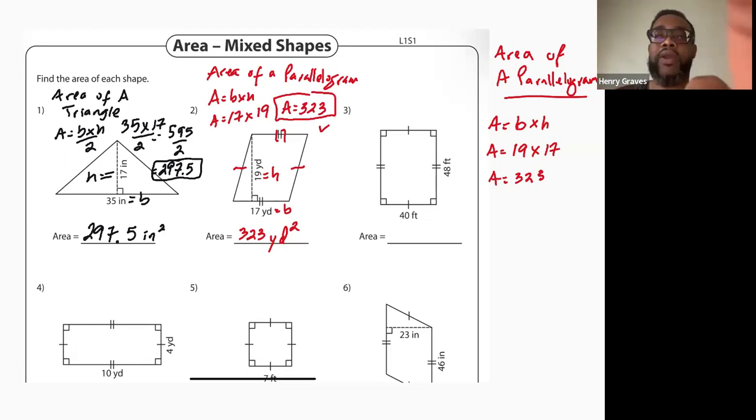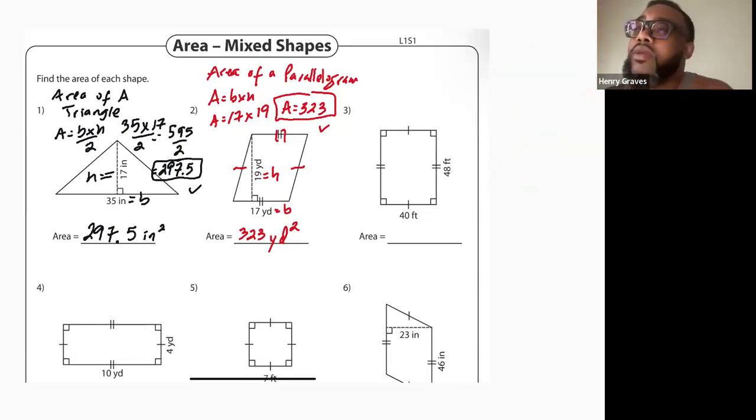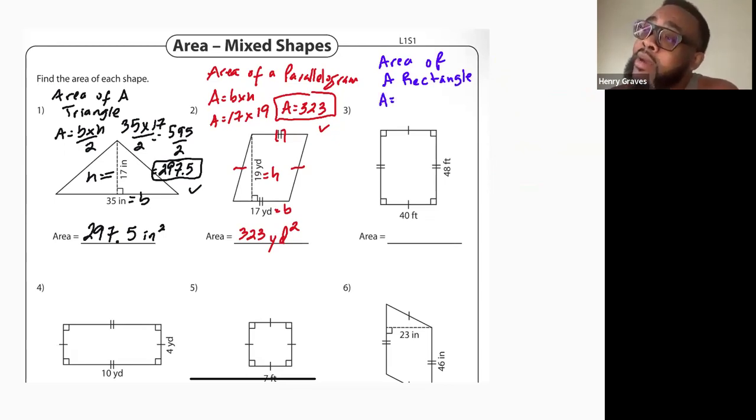Okay, now we're done with that part. Let's move on to number 3, where we have to find the area of a rectangle. Oh, Lord. The easy stuff, huh? Area of a rectangle. For the area of a rectangle, it's going to be length times width, right? L times W, length times width. This is my length. This is going to be my width. Doesn't matter which one you pick, as long as you have one for each of them, 40 times 48.